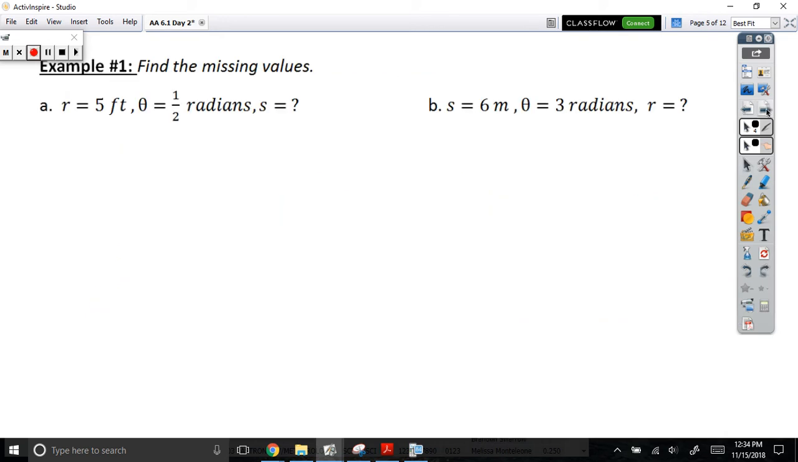Okay. So what we're going to do is apply the formula, solve for a different variable depending on what we're given. So I would start with the formula first. S equals r theta. Radius is 5, theta is 1/2 radians, so we're good there, it's in radians. Find s. So substitute those values in.